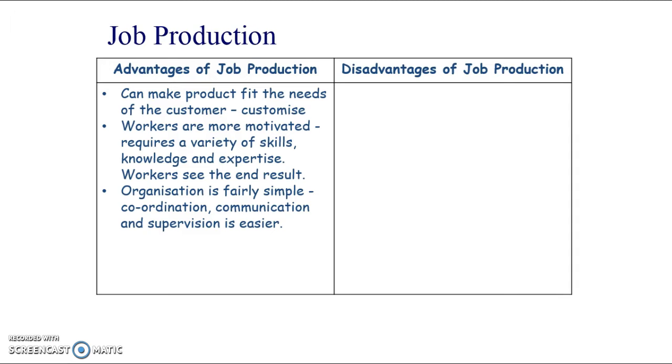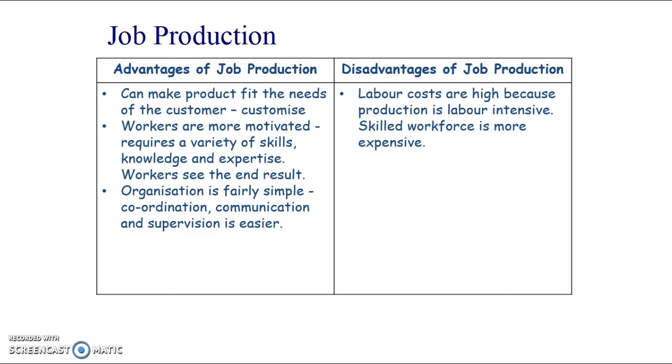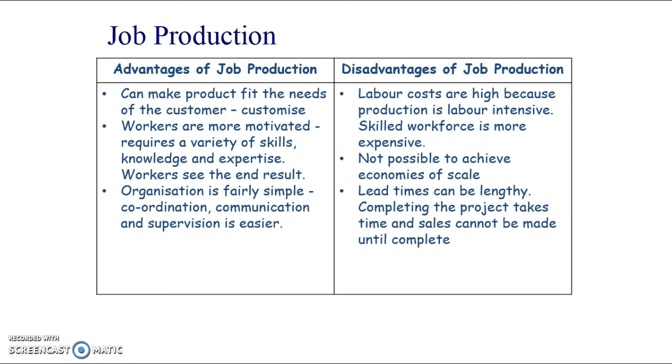I imagine the Channel Tunnel was quite difficult to coordinate, but if we're thinking about just making one cake as opposed to making 3,000 cakes in one day, the organisation is going to be much more simple if you're just making one to meet one customer's specific needs. However, labour costs are going to be very high because you've got those skilled workers. You're not going to achieve economies of scale like you would with flow production or possibly with batch production. So that means higher average costs.